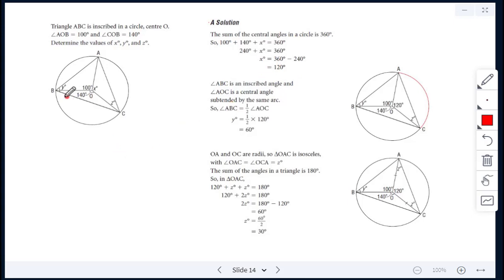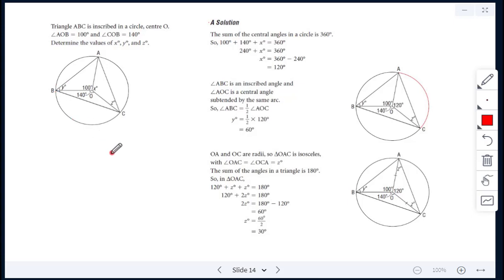Next, let's look at Y. Y is here, and it is an inscribed angle, angle ABC. It's an inscribed angle, and we just determined X here. That is a central angle, angle AOC, and we just figured out that it was 120 degrees. So that's a central angle right there. So therefore, Y would be half that. So half of 120 degrees is 60 degrees. So that gives us angle Y here as 60 degrees.